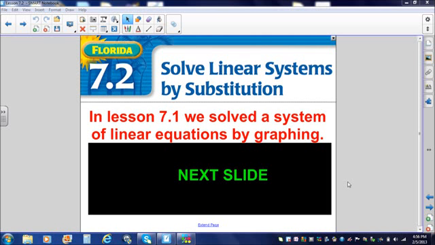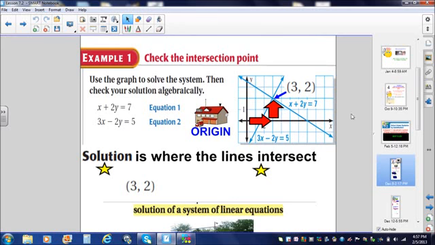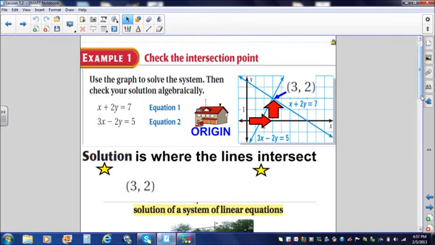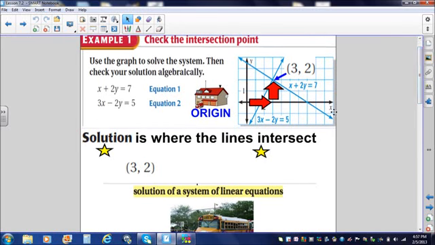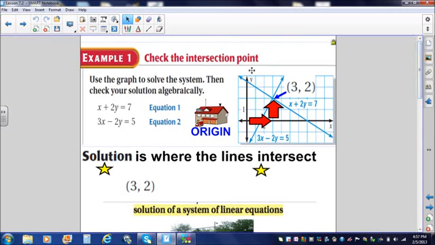In our last series of podcasts, we solved linear equations by graphing them. Remember, we said you can graph a system of linear equations, and wherever the lines intersect or where they touch is your solution. Or we said which streets, an ordered pair, did the accident happen at? Wherever they touch would be the solution.